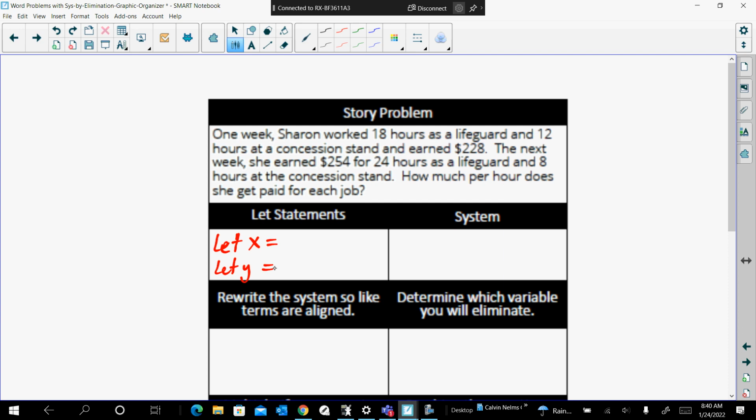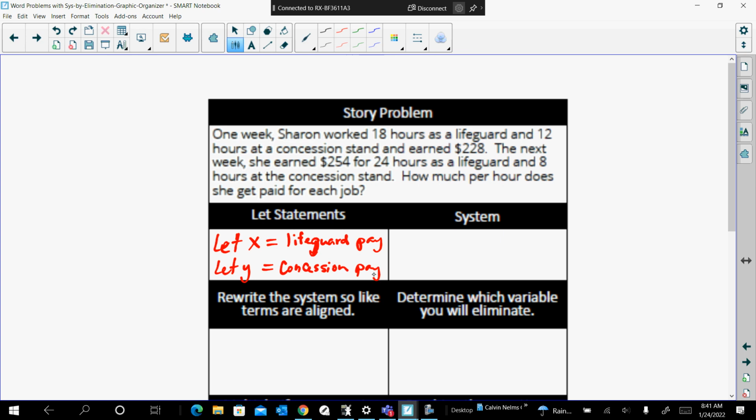Say that again. Not necessarily hours, but okay, I'm gonna combine what you're saying. Lifeguard, sorry. Pay. Amount of money is how much she's getting paid as a lifeguard. Yeah, okay, so X could be our lifeguard pay, and then what could our Y be? Yeah, our concession pay.